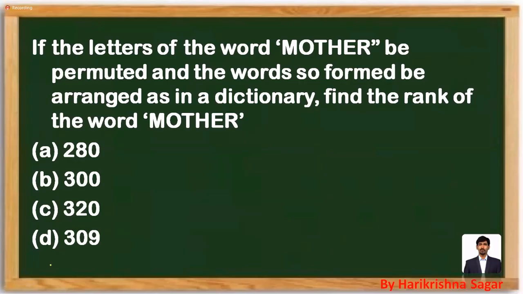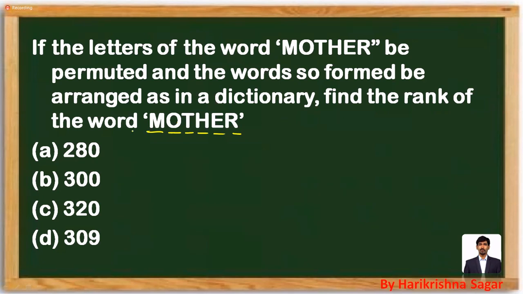The letters of the word "mother" are permuted in such a way that, given the dictionary order, find the rank of the word mother. First of all, try to understand the alphabetical order, the dictionary order. Dictionary order is nothing but first we start with the letter A, then B, then C, and so on. If you give the dictionary order after rearranging the letters, how many are there? Mother has 6 letters. 6 factorial total, so we can make 720 words from this. Out of which, what is the rank of mother? After arranging them in dictionary order, what is the rank of mother?